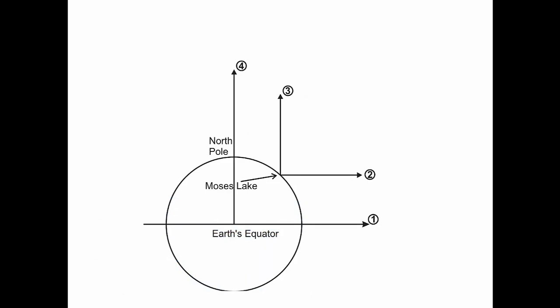Same viewpoint again. We know that arrows 1 and 2 will point to the celestial equator. Which ones point to the North Celestial Pole? I'll pause for just a few seconds. You can pause this and think about it if you want.